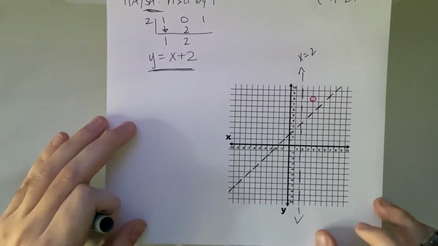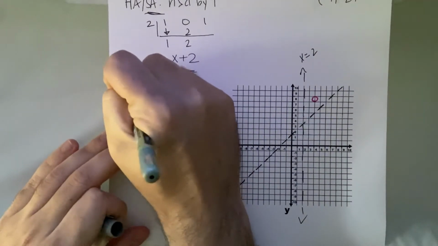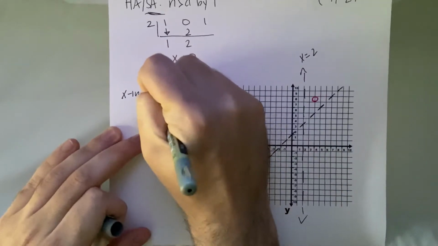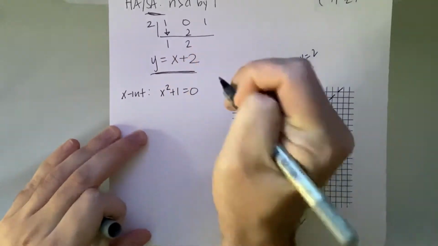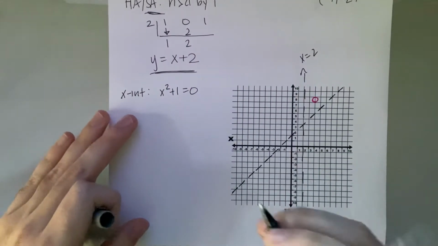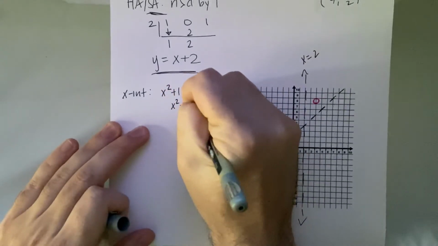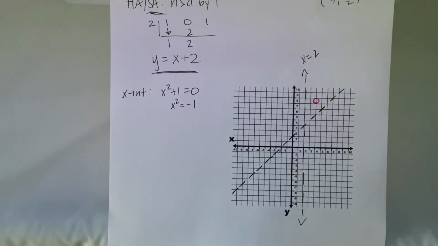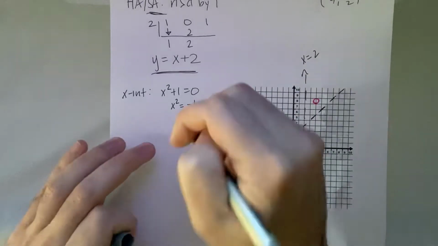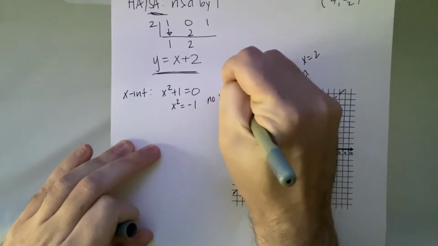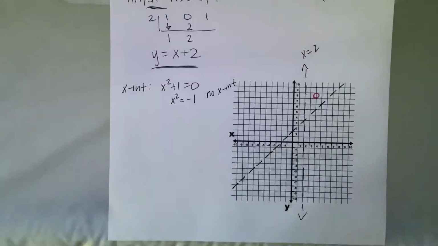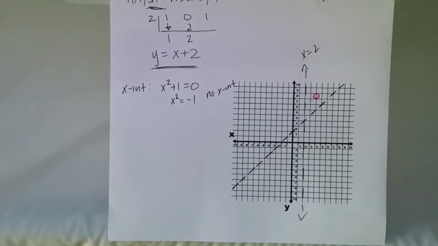I still need to do the intercepts. The x-intercept is when the numerator is equal to 0. So when is x squared plus 1 equal to 0? Never, because when is x squared equal to -1? Well, when x is either i or negative i, but those aren't going to appear on the graph, so there are no x-intercepts, which means this should not be crossing 0 at all anywhere on your graph.